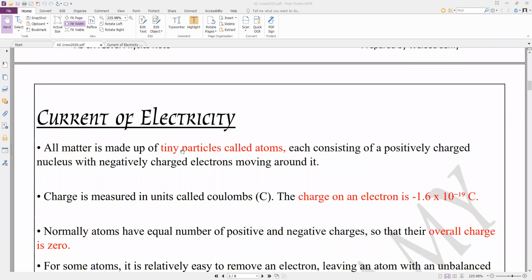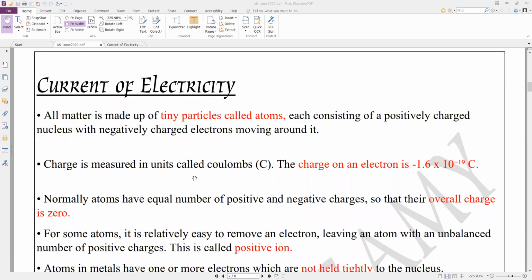All matter is made up of tiny particles called atoms, each consisting of a positively charged nucleus with negatively charged electrons moving around it. Charge is measured in units called coulomb. The charge on the electron is minus 1.6 times 10 to the power minus 19 coulomb.